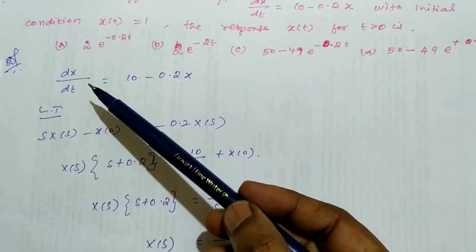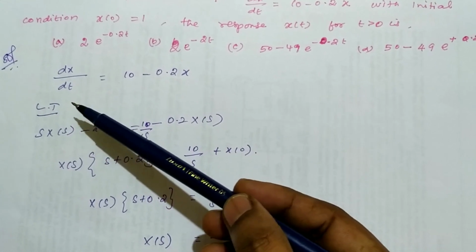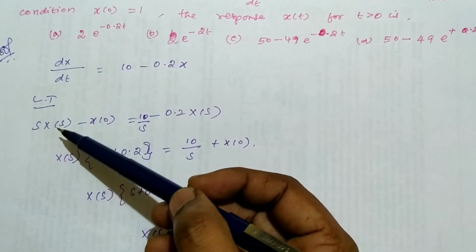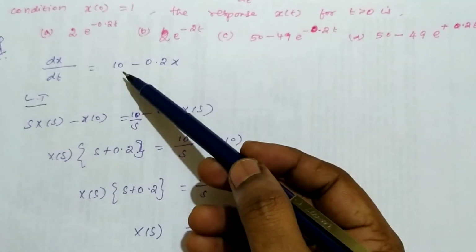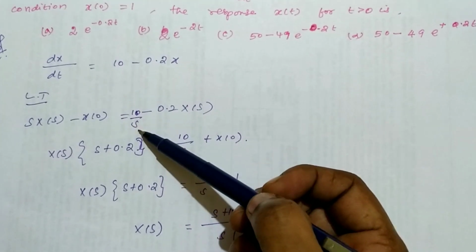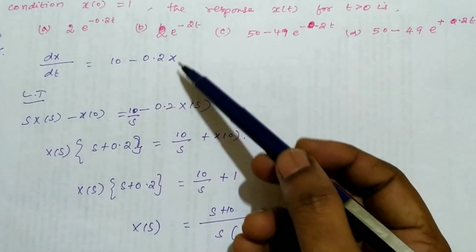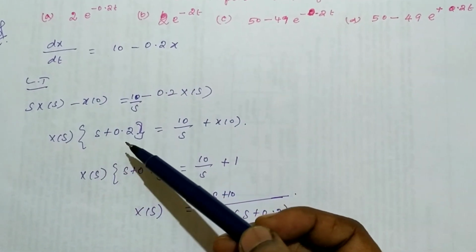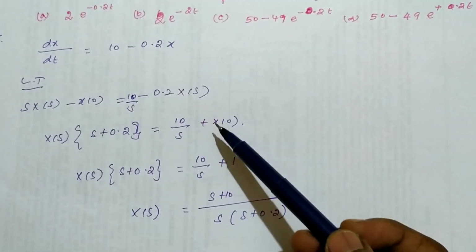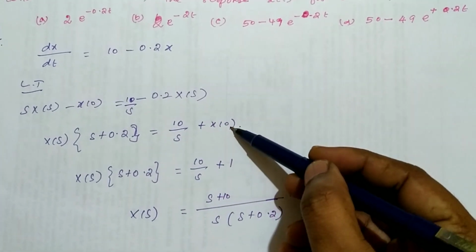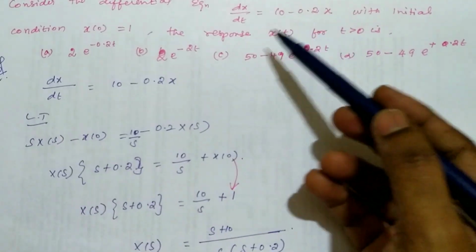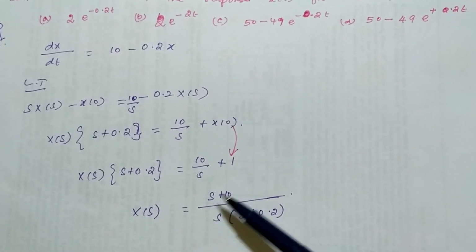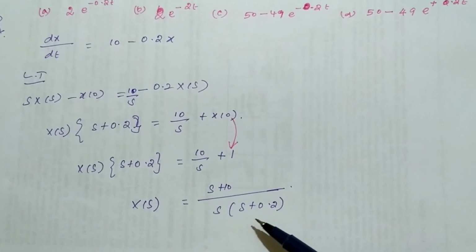So this is a differential equation. Again we take the Laplace transform. The differentiation of x gives s into x of s minus the initial condition, and the Laplace of a constant is the constant divided by s, plus 0.2 x of s, where the Laplace of the variable x is x of s. Taking x of s common, bringing x of 0 to this side, substituting the given value x of 0 as 1, and rearranging the terms, we have x of s equal to s plus 10 over s into s plus 2.